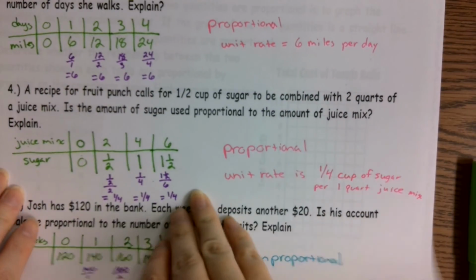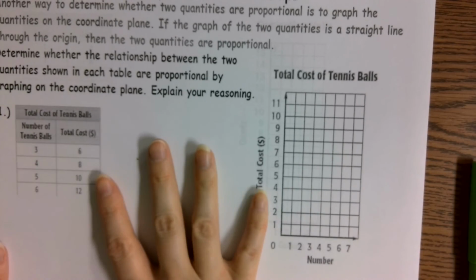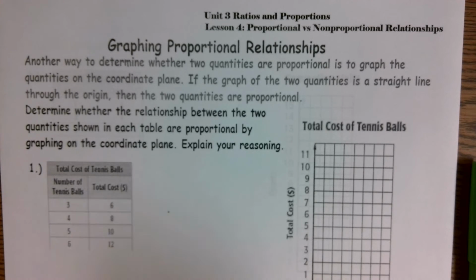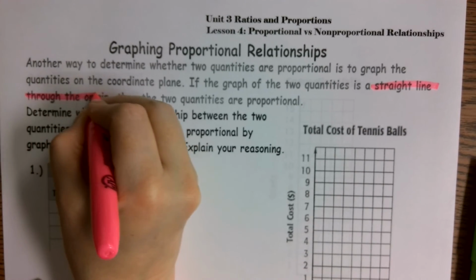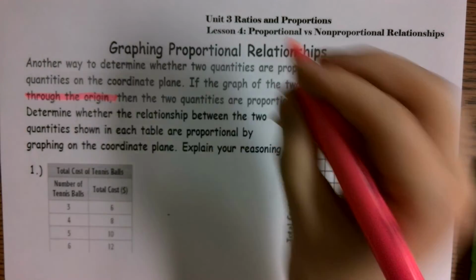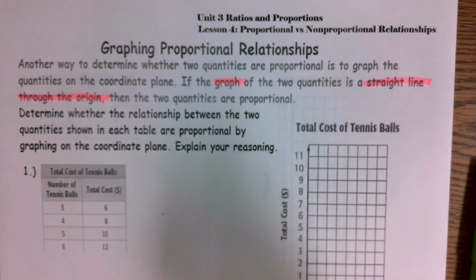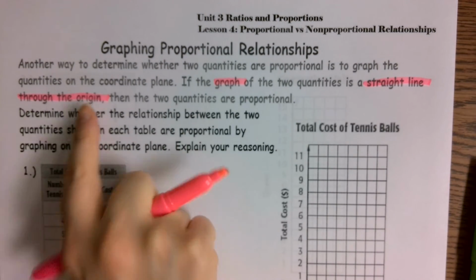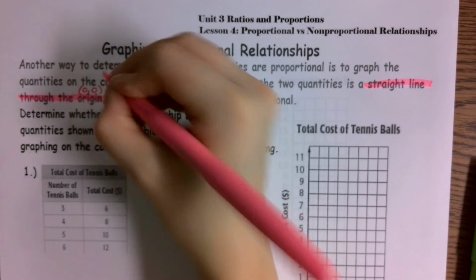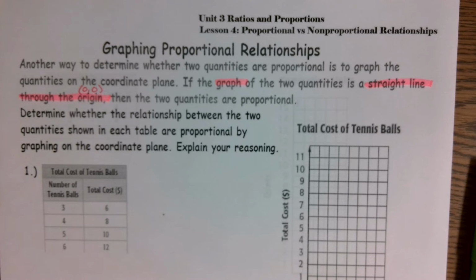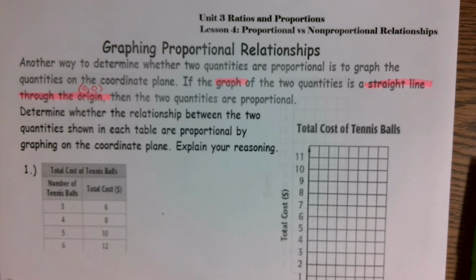So if we go to the next page, when we're looking for proportional information and it's given to us as a graph, then you're going to create what's called a straight line that goes through the origin. If it is a graph, the graph is going to be a straight line, and it has to go through the origin, and the origin happens to be 0, 0. It's that corner point. All proportional relationships start at 0, 0. And then they continue to graph as a straight line.